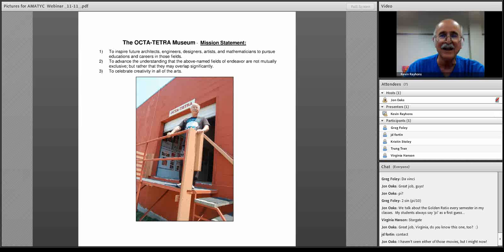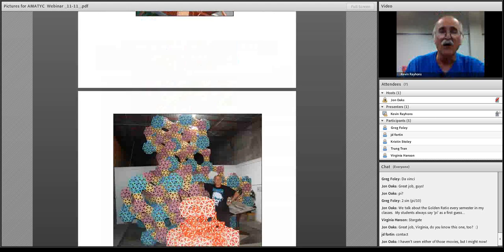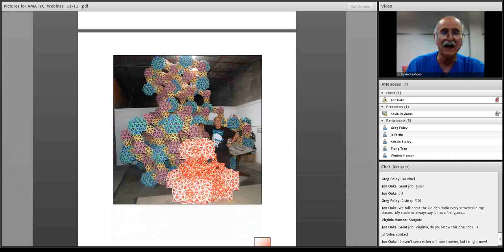But I wasn't that upset because I was already working on a new project called the OCTATETRA Museum. There I am standing outside of it. It's in a warehouse here in San Antonio. The mission statement says to inspire future architects, engineers, designers, artists, and mathematicians to pursue educations and careers in those fields; to advance the understanding that the above-named fields of endeavor are not mutually exclusive, but that they overlap significantly; and to celebrate creativity in all of the arts, which means I can put anything in there that I feel like.